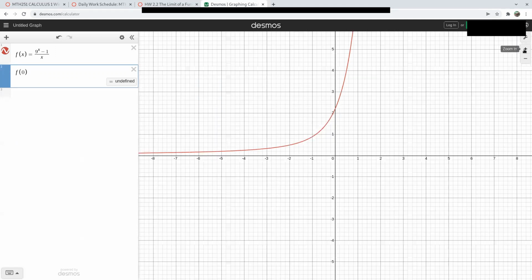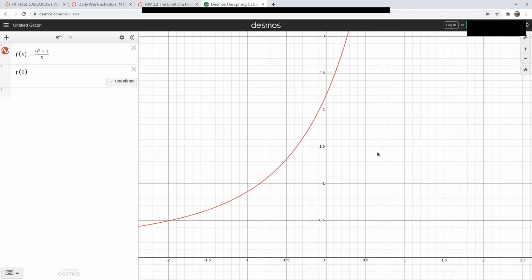If I zoom in, it seems to have an answer somewhere between 2 and 2.5. Mine looks like maybe 2.2-ish. And so to check that, we're just going to approach 0 from each side. So f of 0.01, perhaps, and then f of 0.0001.